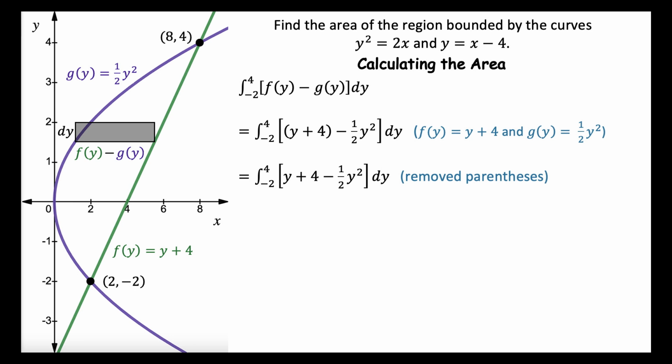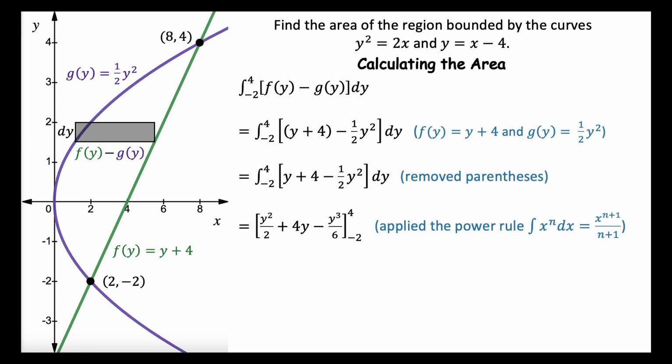Applying the power rule for integrals gives us the antiderivative y squared divided by 2 plus 4y minus y cubed divided by 6, which we must evaluate from y equals -2 to y equals 4.